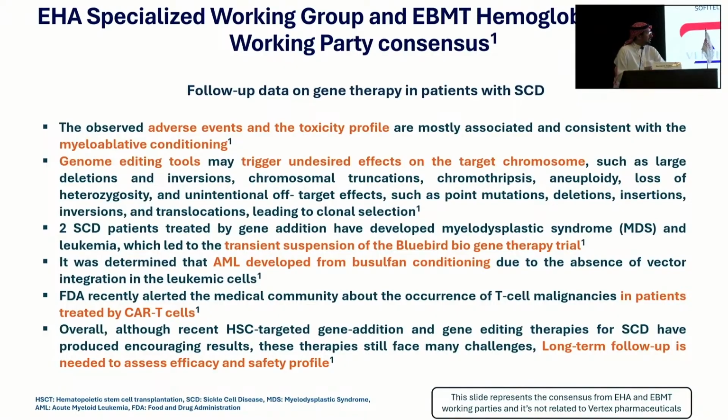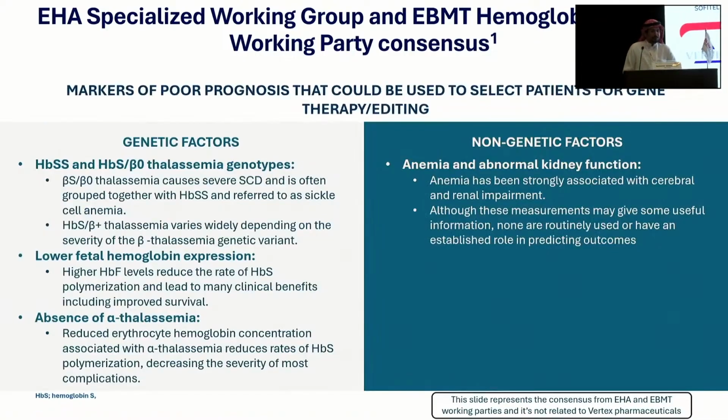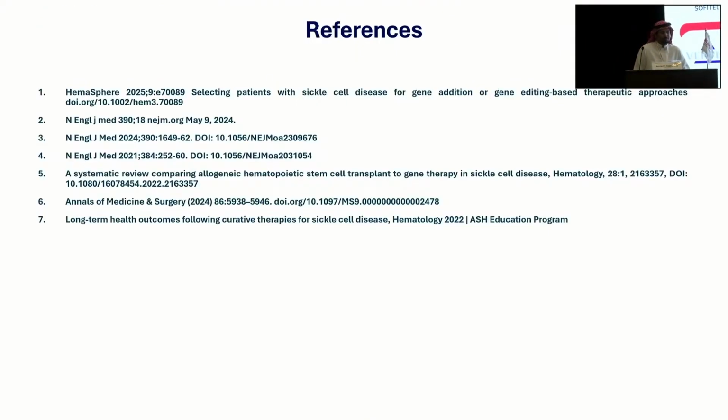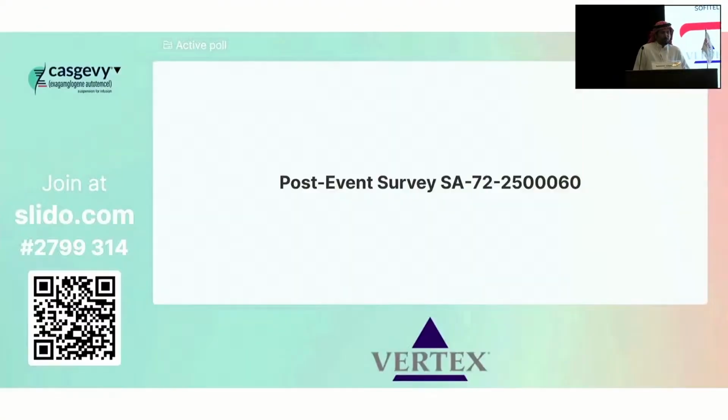One thing, as I mentioned, is that long-term follow-up of the gene therapies is needed. They also mentioned markers of poor prognosis, and this type of patient should be referred for gene therapy: hemoglobin SS, hemoglobin S beta 0, lower fetal hemoglobin, absence of alpha thalassemia, and some non-genetic factors like anemia and abnormal kidney disease. And I think by this I conclude.